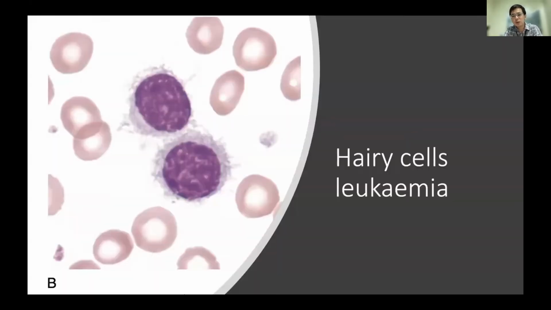Next, we will move on to use hairy cell leukemia as an example for a case of lymphoma. As the name suggests, hairy cell leukemia, which is one type of mature B-cell lymphoma, will have this characteristic hair-like projection circumferential to the cytoplasm.